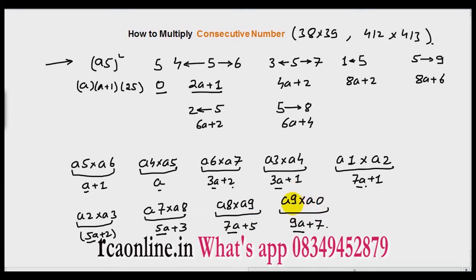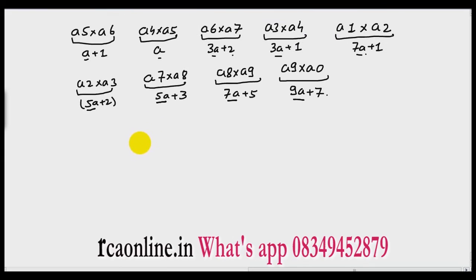Now I have taken here a9 and a0 also. So what will be the formula? It will be 9a plus 7. This you have to remember because this is newly introduced in this part. In the square part, we are not handling 9 and 0. So it is 9a plus 7. Now I am telling you a complete procedure of how to find consecutive number multiplication with an example.